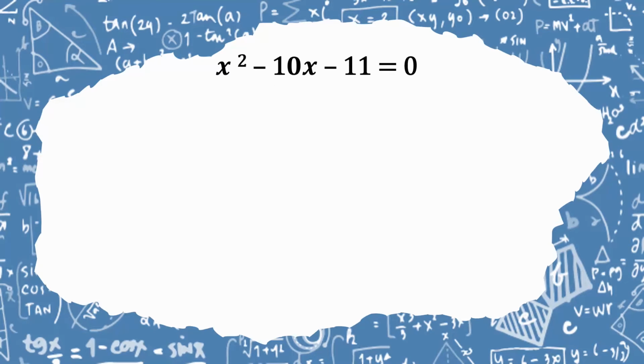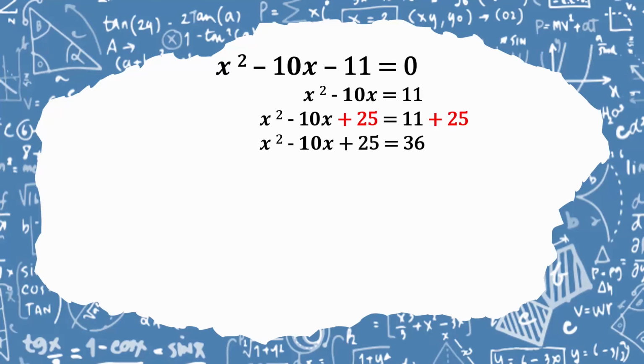In our equation, x squared minus 10x minus 11 equals 0, writing it in the correct form, x squared minus 10x equals 11. And determining the number to be added by dividing 10 by 2, which is 5, getting its square will become 25. So we have the equation x squared minus 10x plus 25 equals 36. Expressing the left side of the equation as a square of a binomial, then we have x minus 5 squared equals 36.